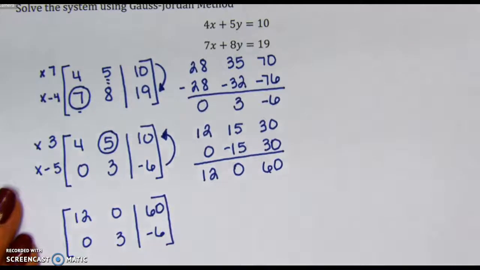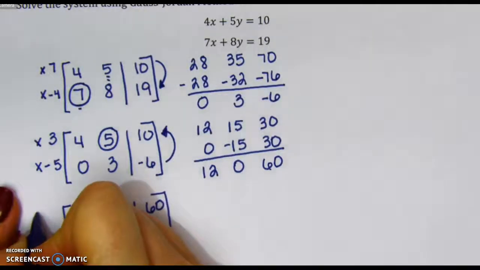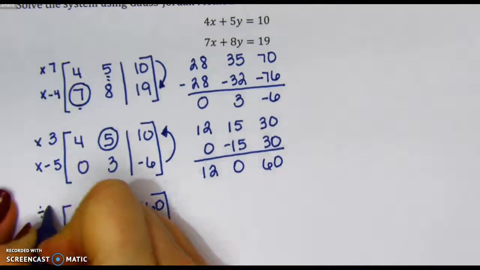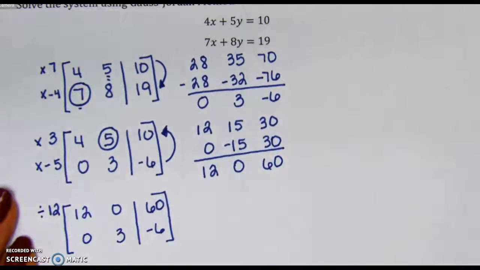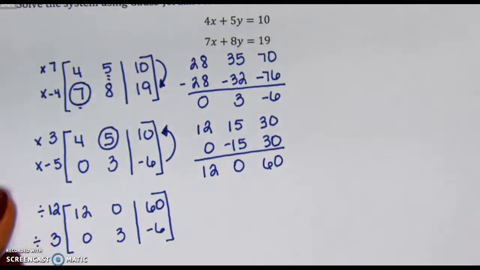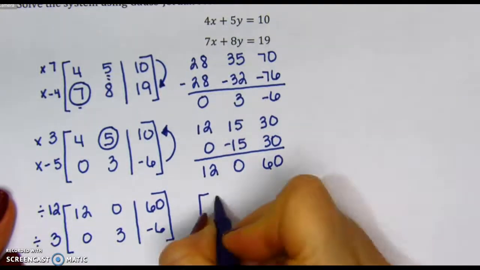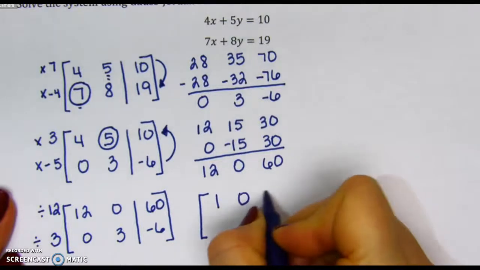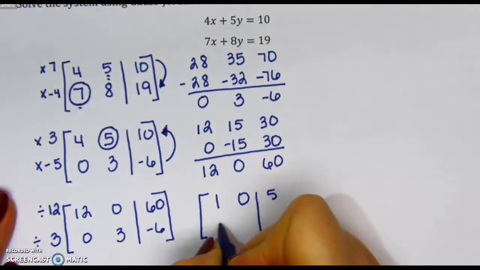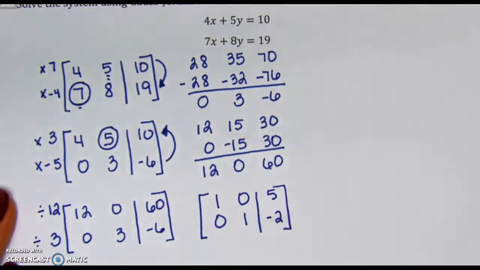Now that I have my zeros where I want them, I need my diagonals to be 1s. So to do that, I'm going to divide my top row by 12, because 12 divided by 12 would end up with 1. I'm going to divide my bottom row by 3. So when I divide my top row by 12, I see I get 0, 1, and 5. And my bottom row, 0, 1, -2. My diagonals are 1s and everything else is a 0.